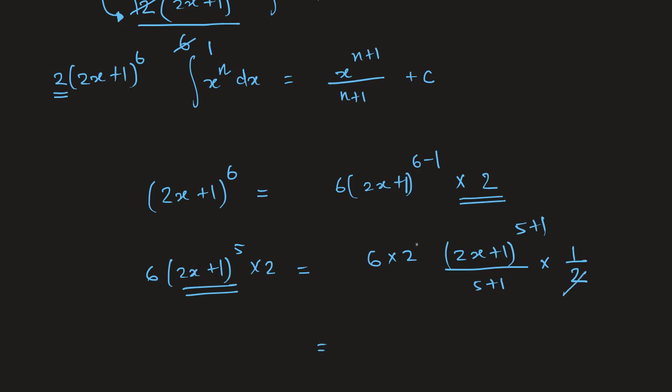Now these 2 and 2 cancel, 5 plus 1 is 6, 5 plus 1. Okay, the 6s cancel out. What are we getting? (2x plus 1) to the power 6, which is the same expression. But remember, whenever we are integrating, in the case of an indefinite integral, there would be a plus constant c, which is equally important over here.